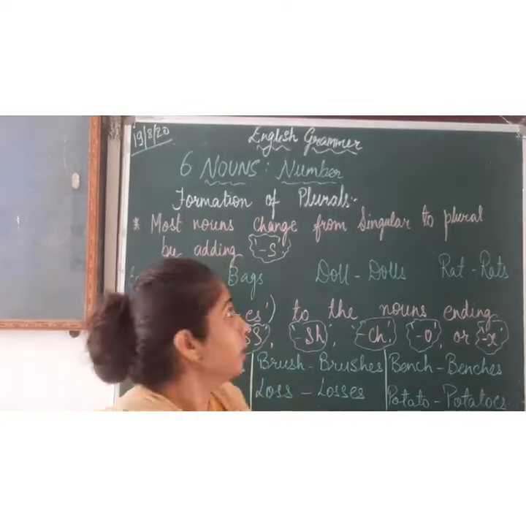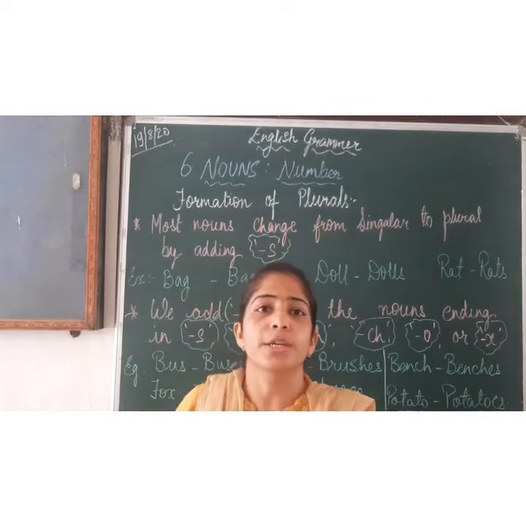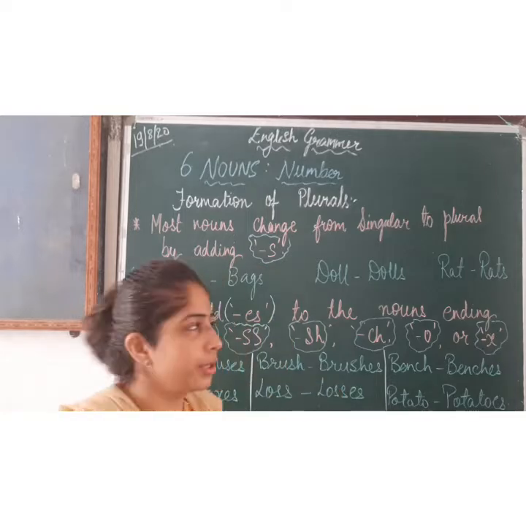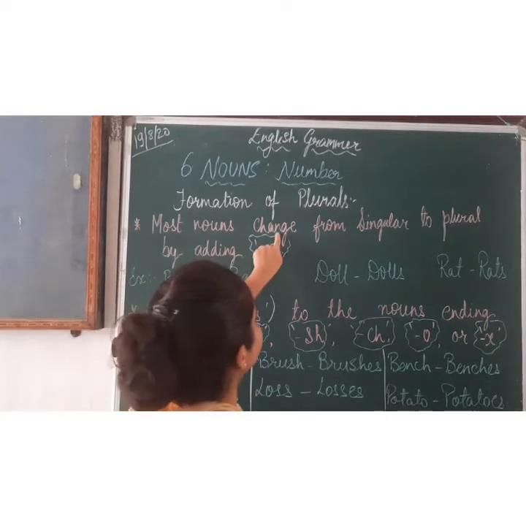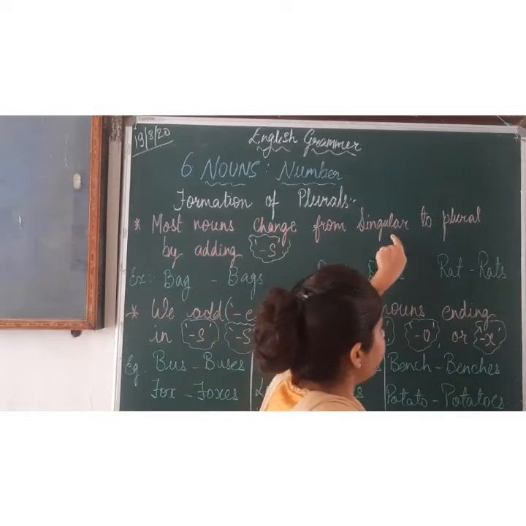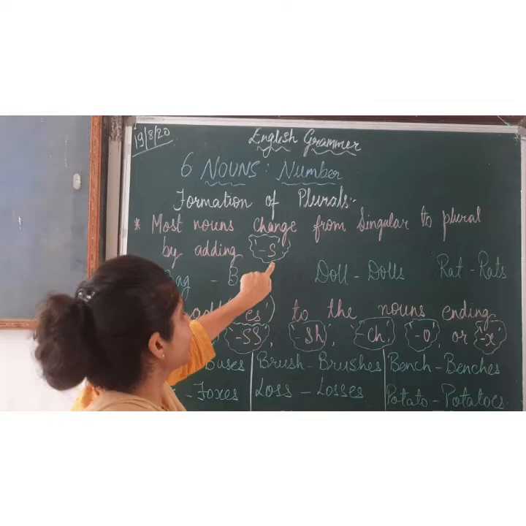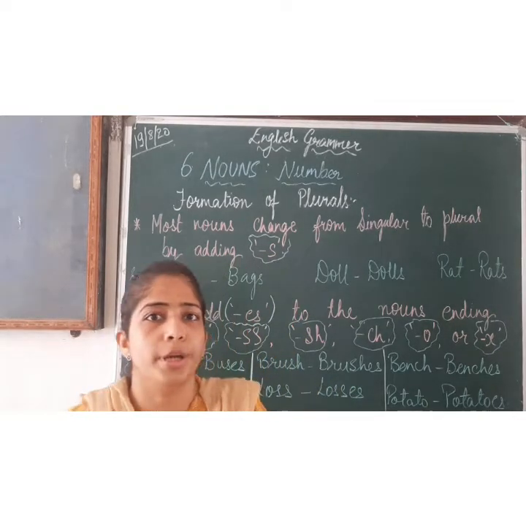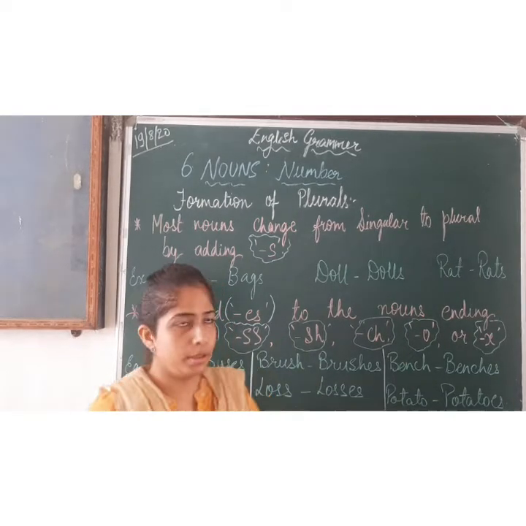Now we will see the formation of plurals. Means singular को plural में कैसे change किया जाता है, उसका हम formation देखेंगे. First one is most nouns change from singular to plural by adding s. बहुत सारे जो nouns होते हैं उनमें जो है हमें सिर्फ s add करना होता है to make it plural.